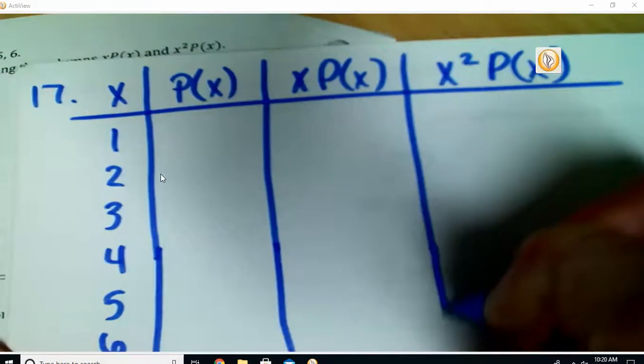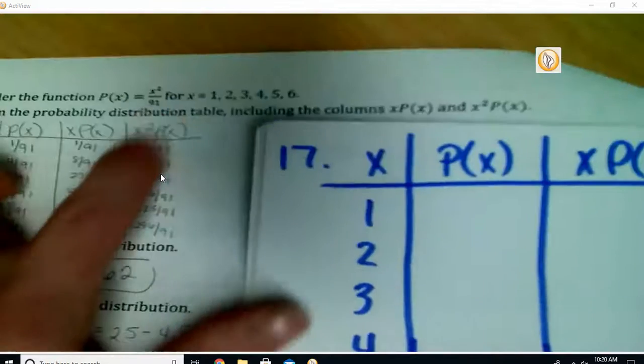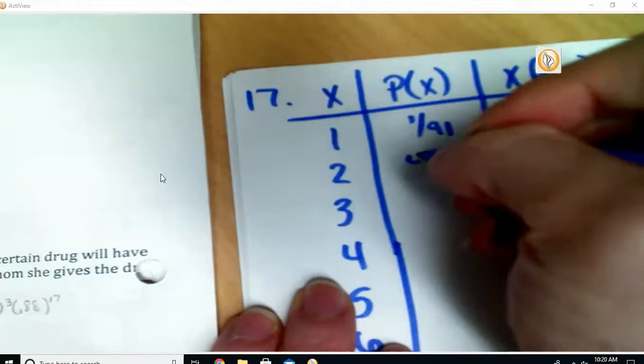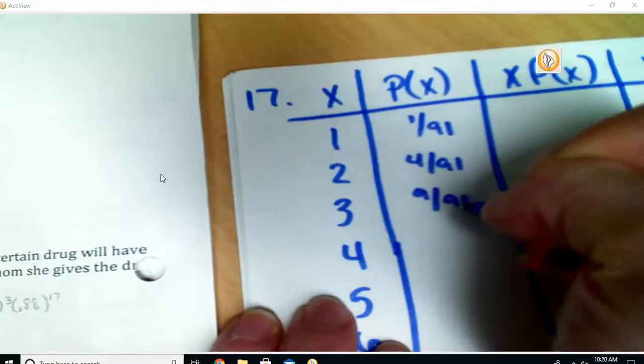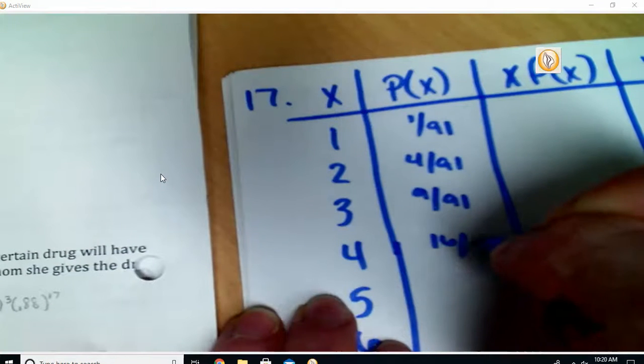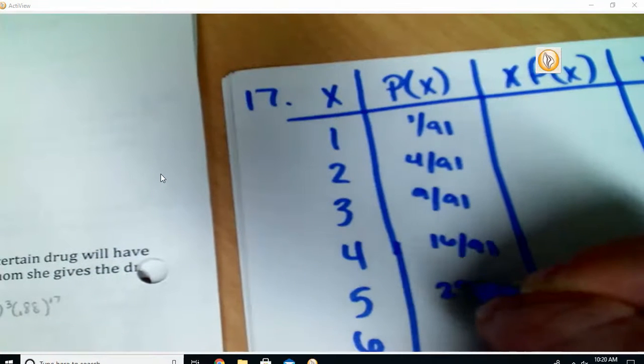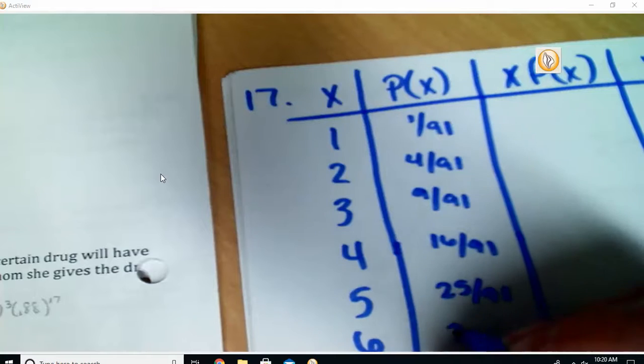To find each probability, you are plugging those into the formula, which was x squared over 91. So you could do a decimal. I just kept them as a fraction. So 2 squared over 91 would be 4 over 91. 3 squared is 9 over 91. 4 squared, 16. 5 squared, 25. 6 squared, 36.